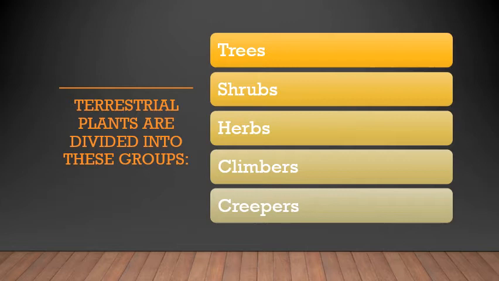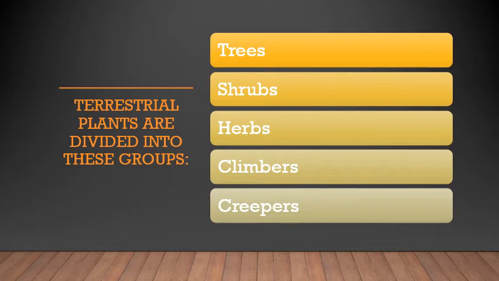Terrestrial plants, meaning land plants, are divided into the following groups. Let us see. So the first type is trees. I hope you repeat the words after me, children, so you can learn it now itself. Trees. Second one, shrubs. Third one, herbs. Then climbers. Then creepers. These are the 5 different types of terrestrial plants.